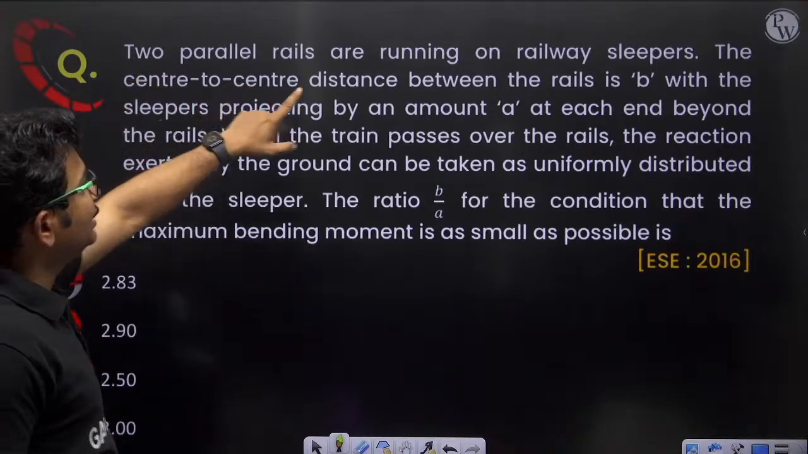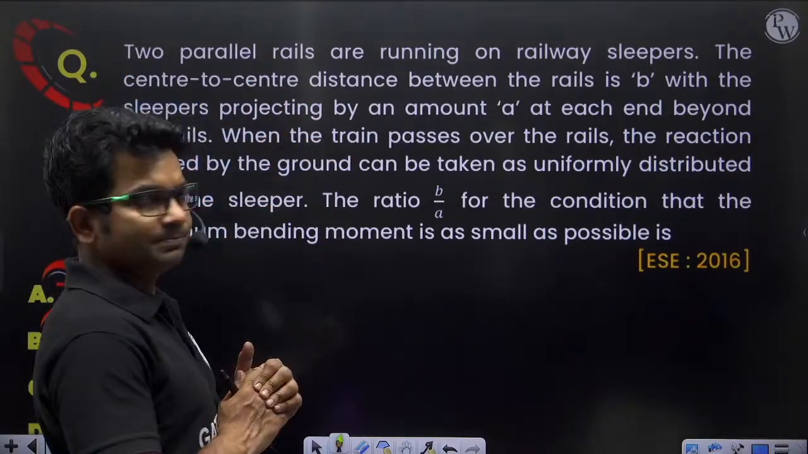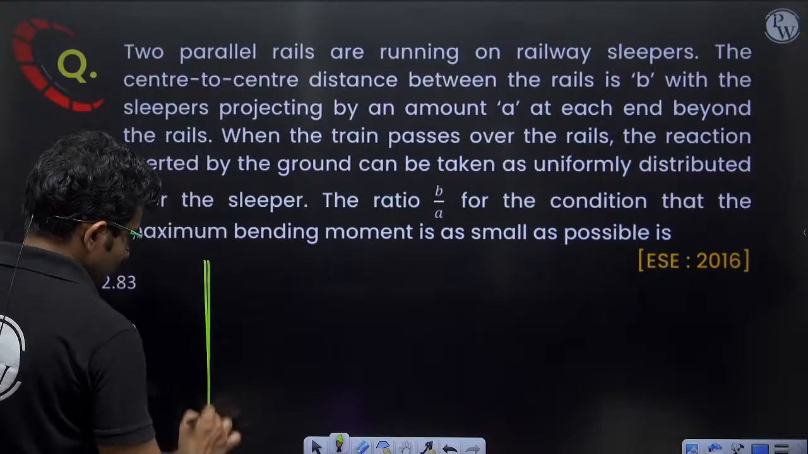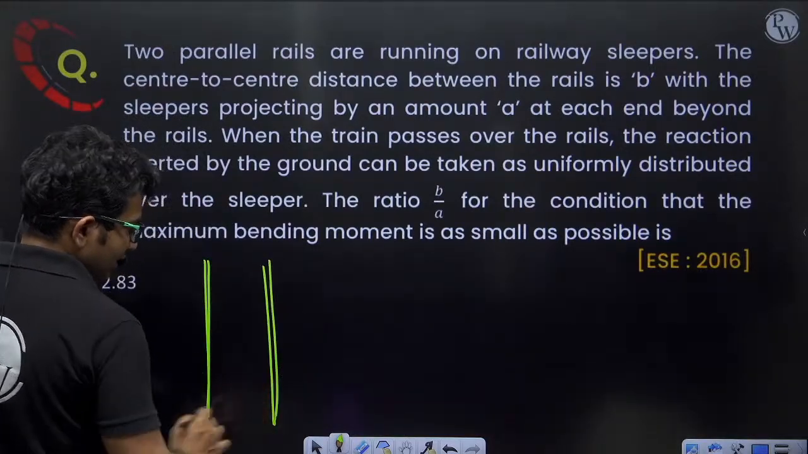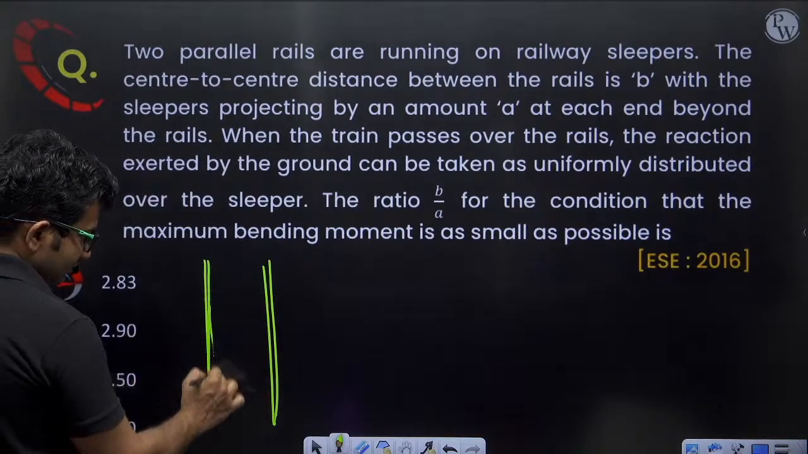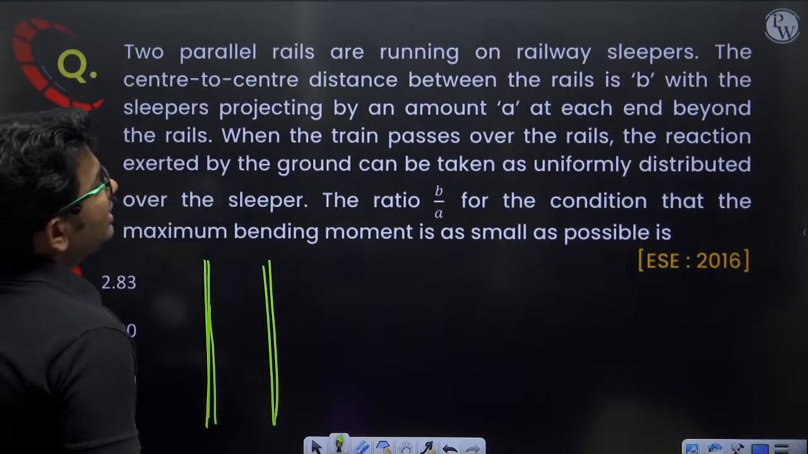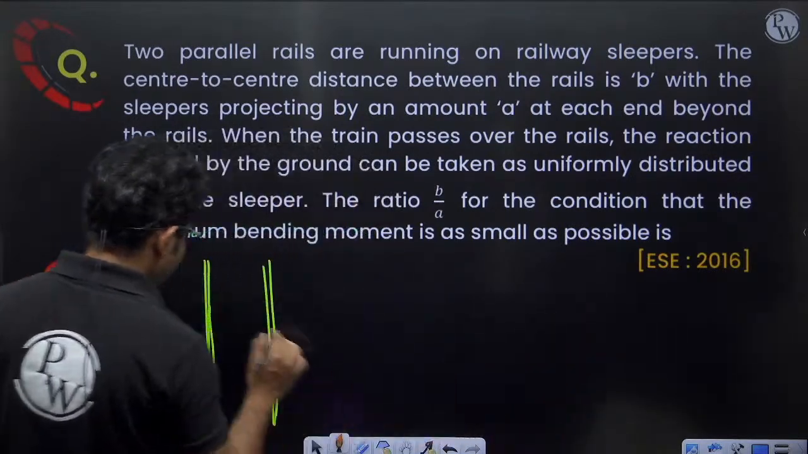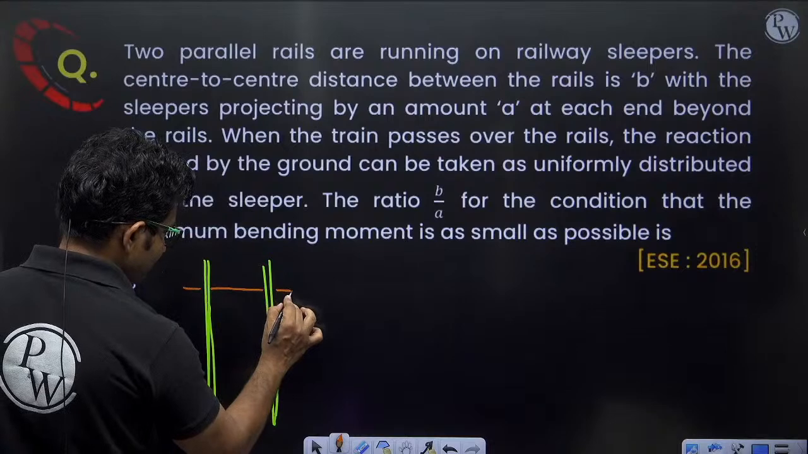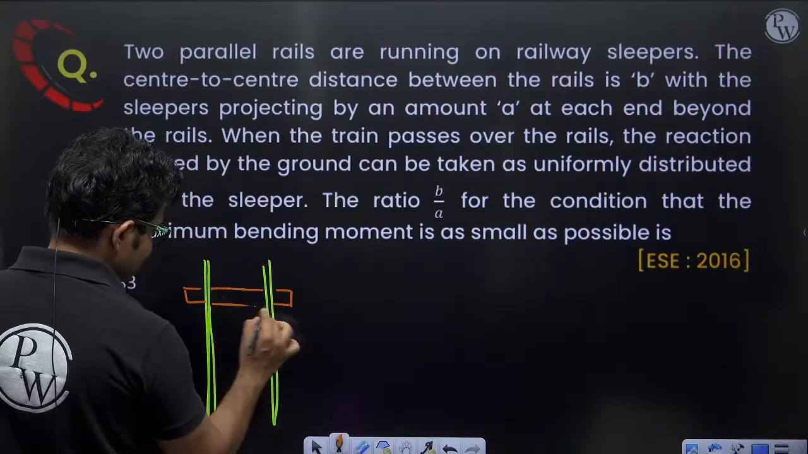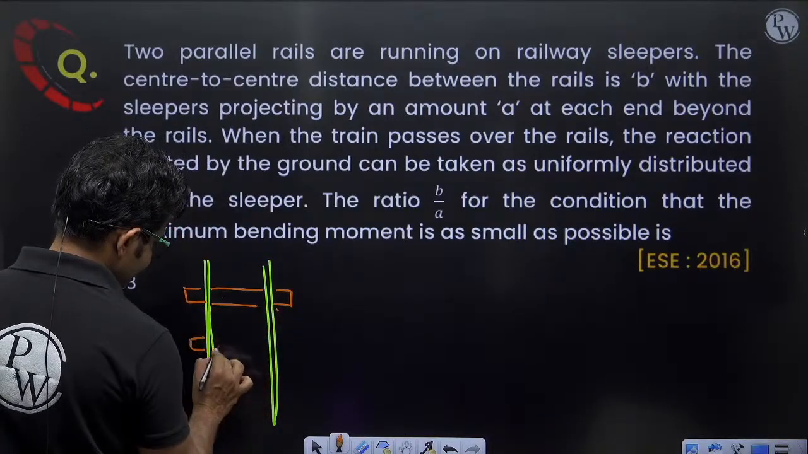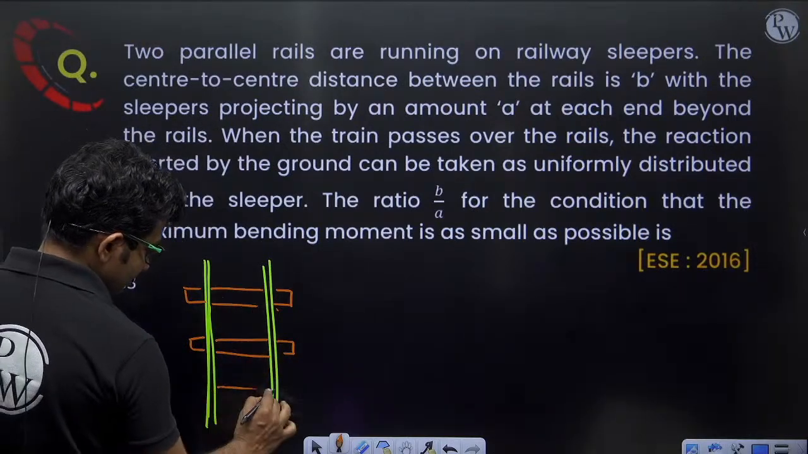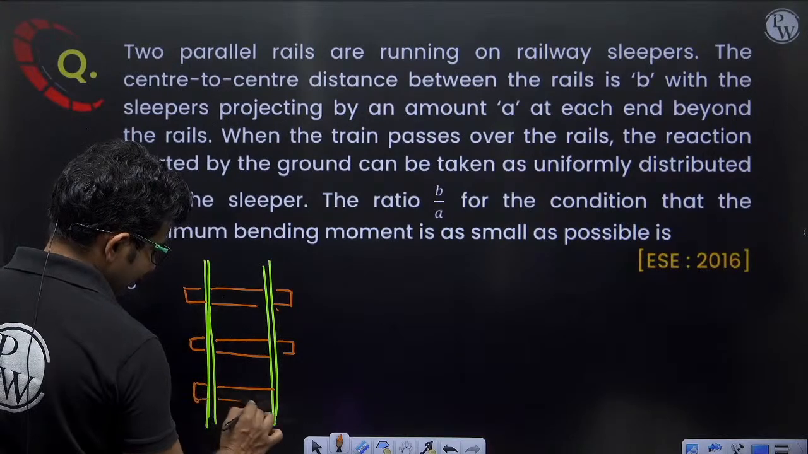Two parallel rails are running on railway sleepers. Rails means these, iron rails. Are running on railway sleepers. Here there are railway sleepers. So these are resting on railway sleepers. These are the railway sleepers like this. These railway sleepers are placed at some distance, and a center to center gap is maintained.